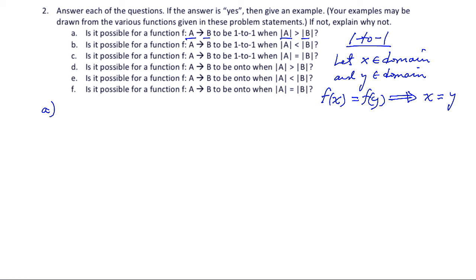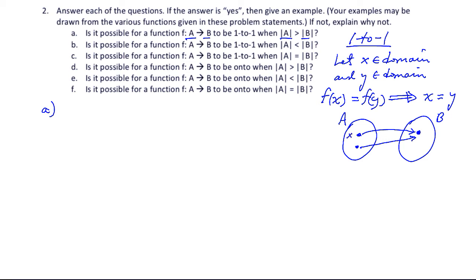And what that means is that from the domain to the range, let me call them A and B because that's what we have here, we never have this situation where two elements of the domain are mapped to the same element of the range. So here's the case where f of x does equal f of y and where x did not equal y. This is an illustration of when the function is not one-to-one.